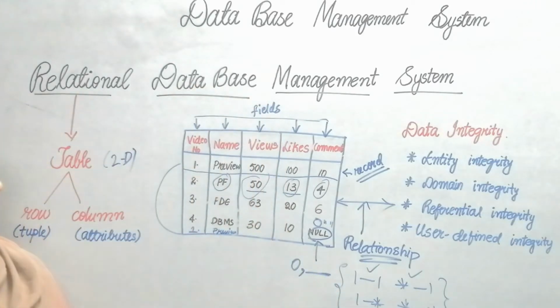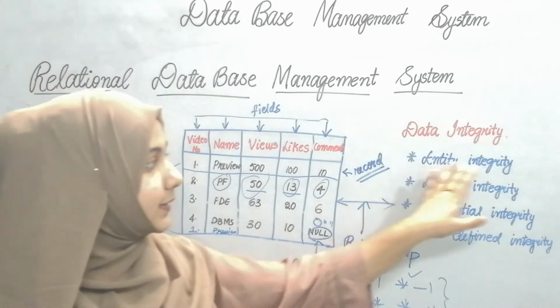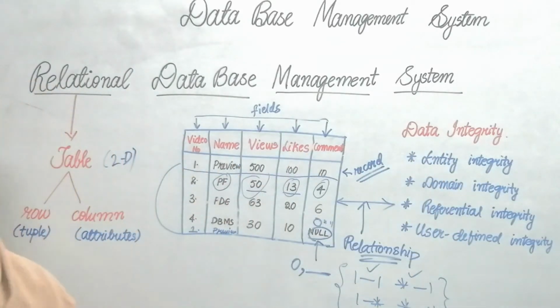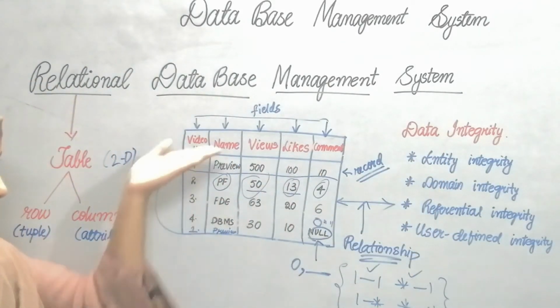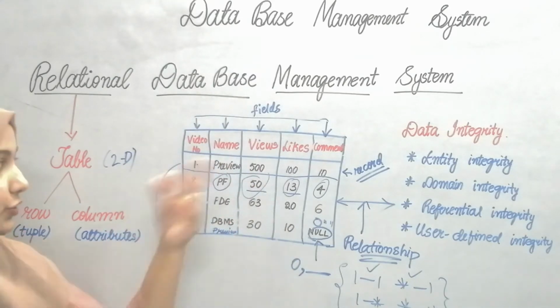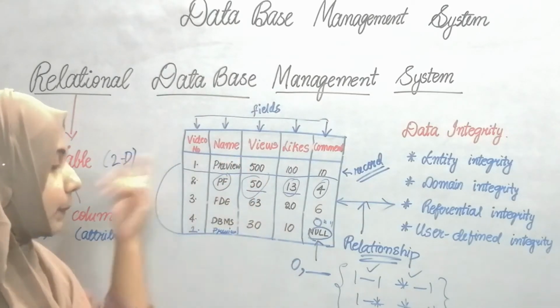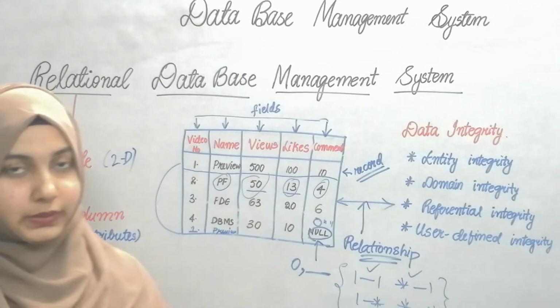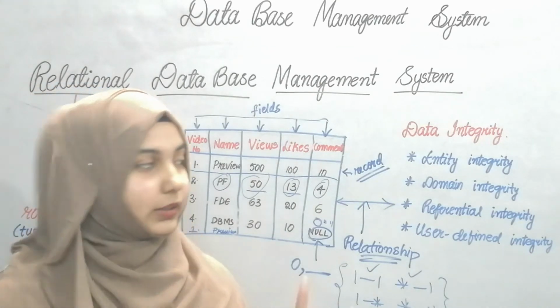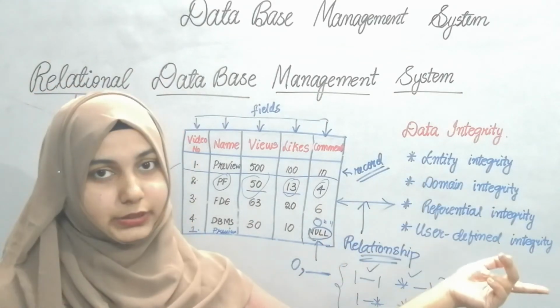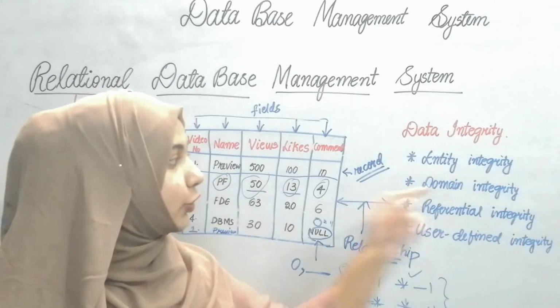Now, next, clear with the entity integrity. Entity integrity ensures that the data that you're entering in the database should not have duplicate rows. Same rows, duplicate rows, it should not have. That comes under which one? Entity integrity. Clear? Next, domain integrity.